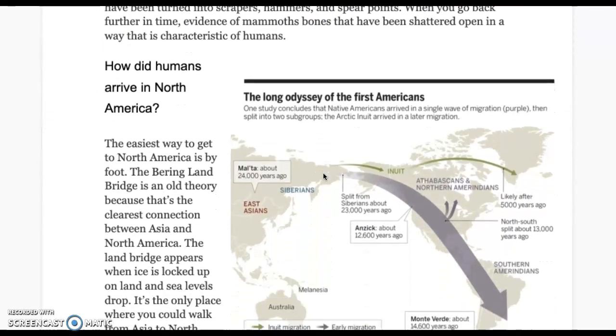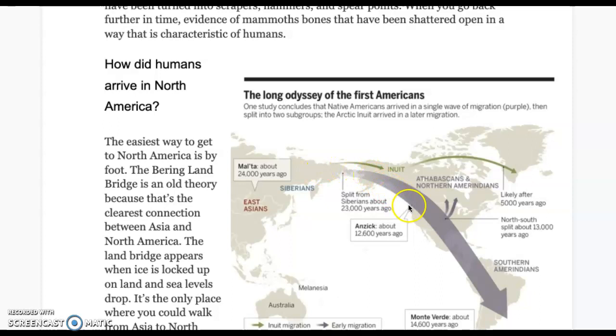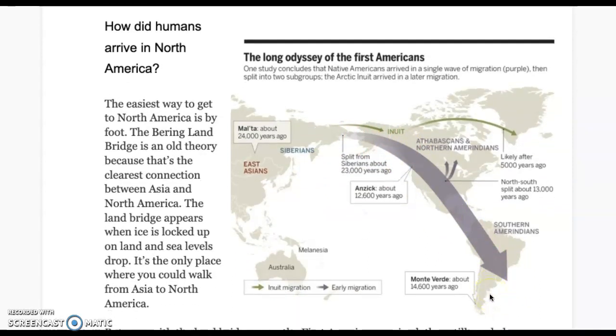In this other map, it shows the people, when they traveled, and how far they went. Once they crossed the land bridge, they went through North America, Central America, and clear on down to South America. And in this map, you can see there are two immigration periods: the earlier migration and the Inuit migration. The earlier one happened first and the Inuit happened second.